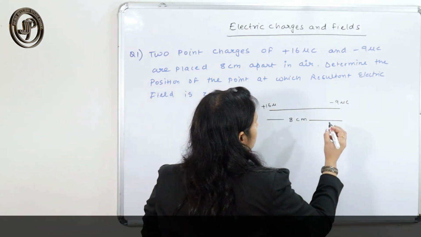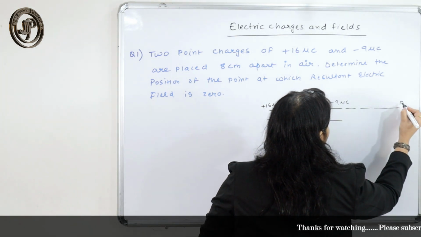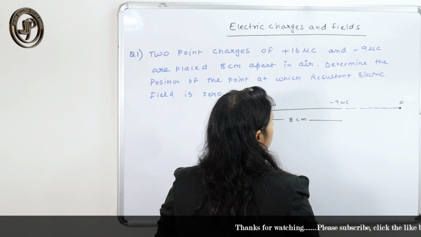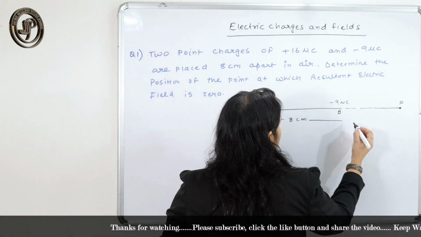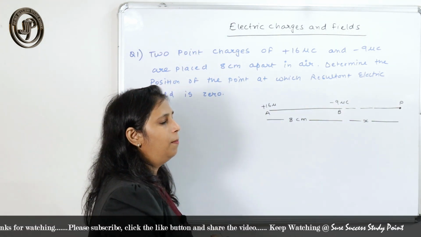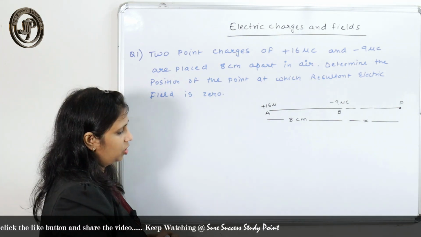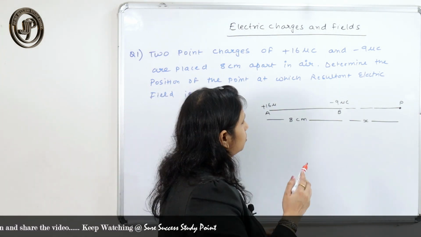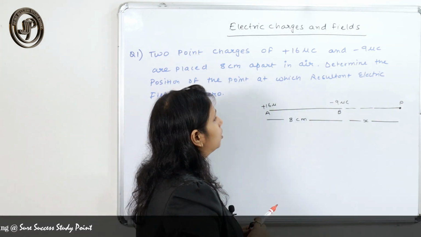Now we have to find the position where the resultant electric field because of the two charges is 0. So I just consider that at a particular point, here P is the point where the resultant electric field is 0. This P point is suppose at a distance x from point B. Now we need to find the direction of electric field.